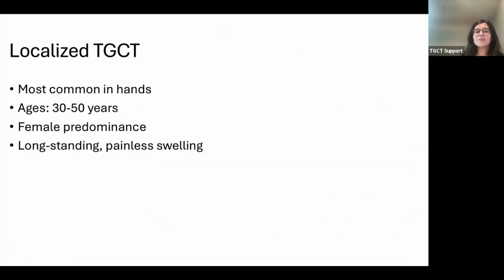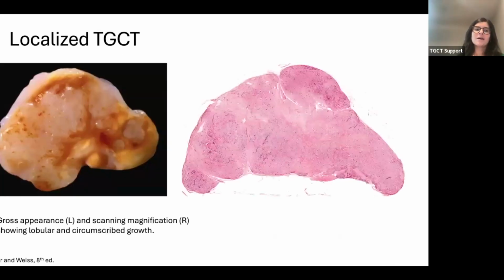All right, so localized TGCT, most common in the hands. Again, ages are going to be around 30 to 50 years, slight female predominance with the localized version. And most of the symptoms that you're going to see are going to be due to the mass effects. So often patients come in with longstanding painless swelling. From a low power view, when this is excised, what it looks like is a very multinodular type of tumor. It's going to be very well circumscribed. So gross histology very much mimics what we see underneath the microscope. Again, very nice parallel. What we have is multiple nodules of tumor.